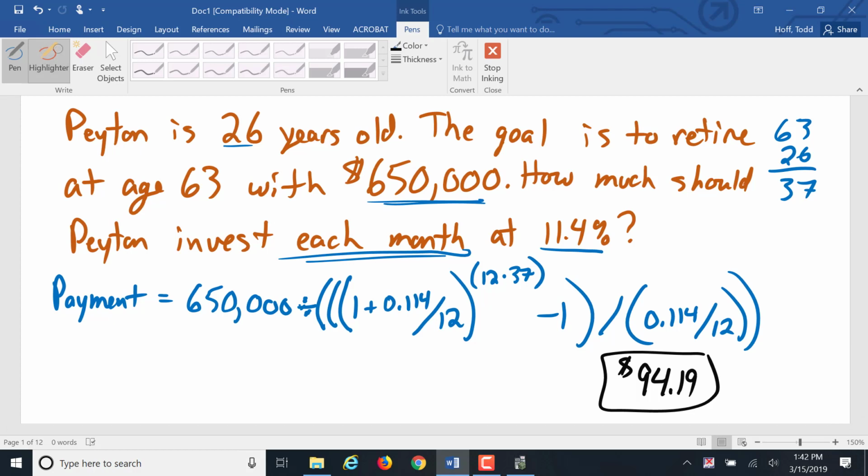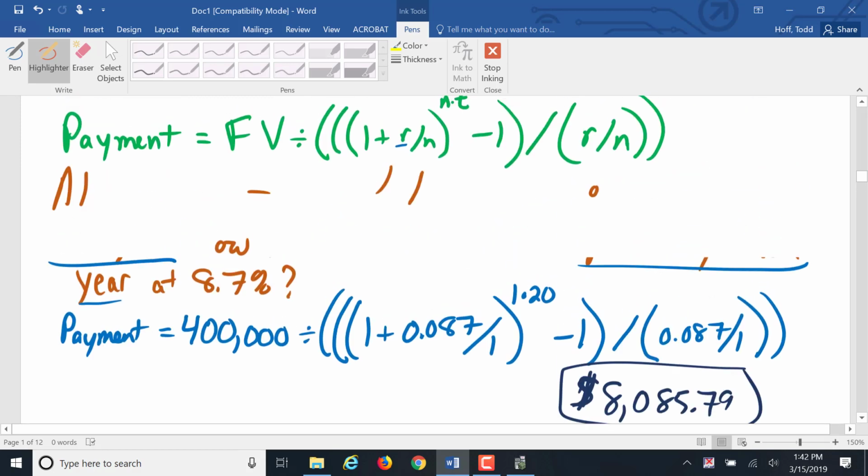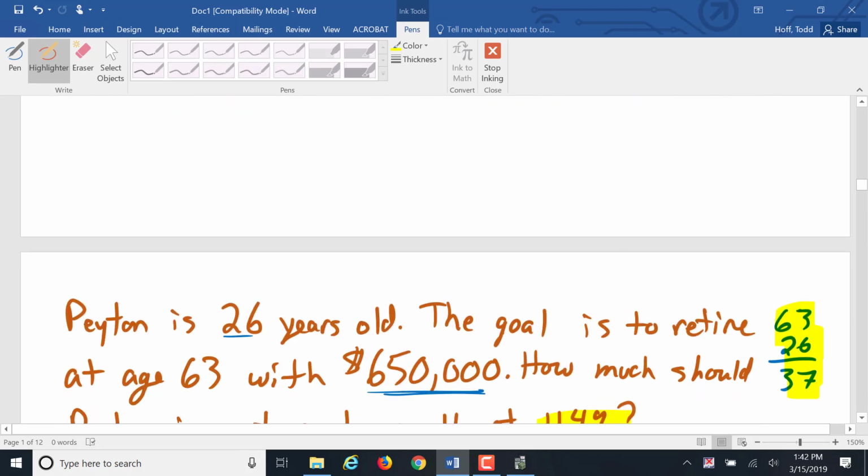Now, there's a couple of things going on here that make this so much lower than the one above. First of all, there's 37 years involved here from 26 to 63, and the rate is 11.4%. Up here, the rate was only 8.7%, and it was only for 20 years. So that makes a big difference in the amount that money compounds.